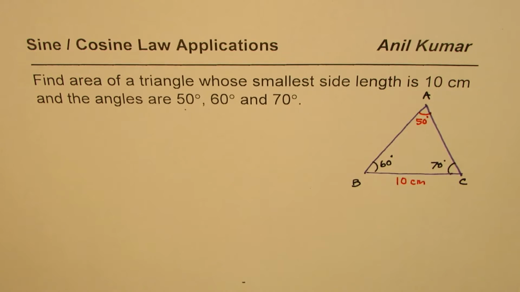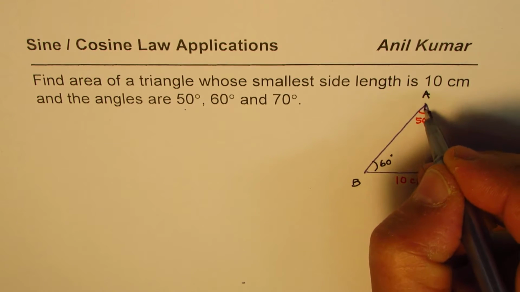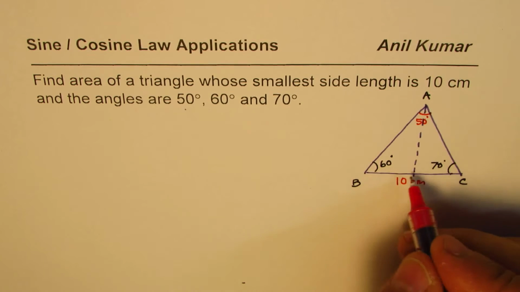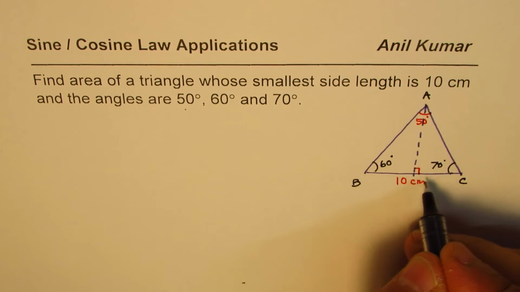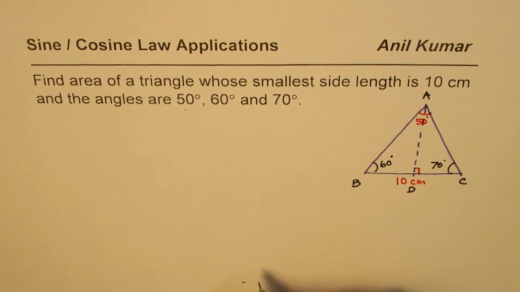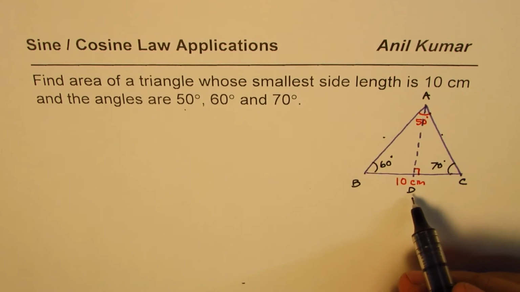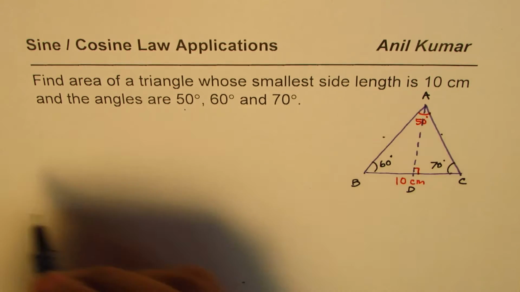To find the area of the triangle, we need the base. We know the base is BC, 10 centimeters, plus we also need the height. So to find area, we basically need to find the height. Let the point where the altitude touches BC be D. So we need to find AD. How do we get AD? To find AD, we need to find either of these sides. We can apply the sine law since we have a combination of opposite side and angle pair, correct? So let us find AB from here.